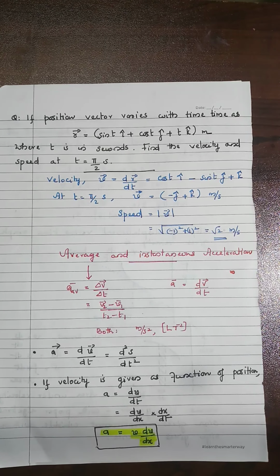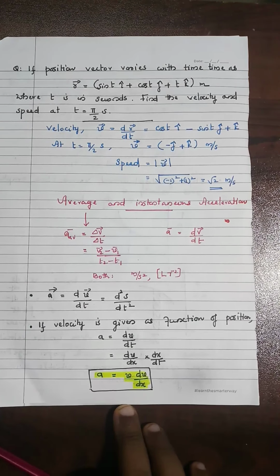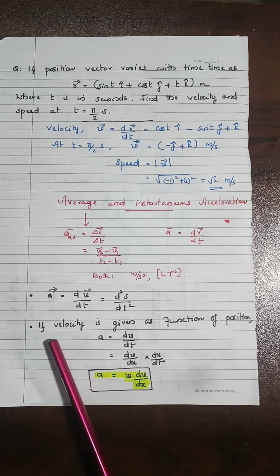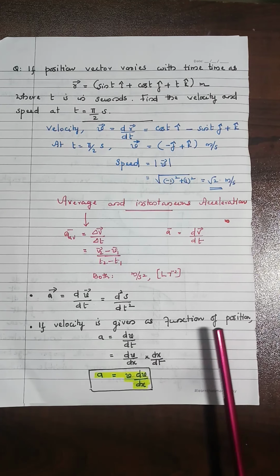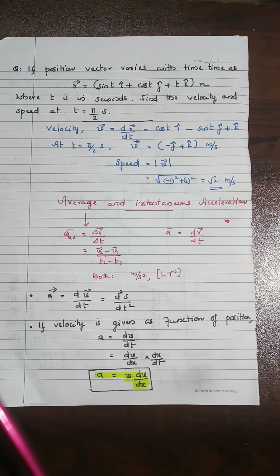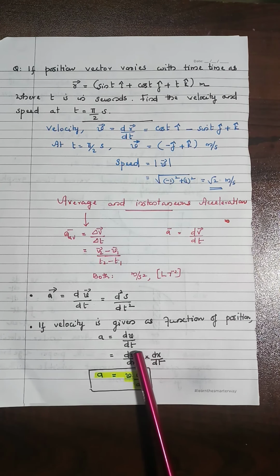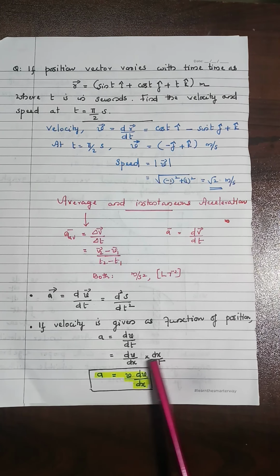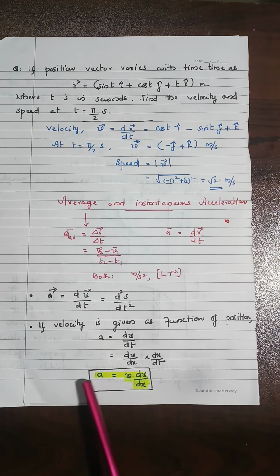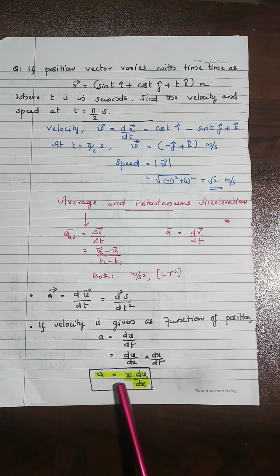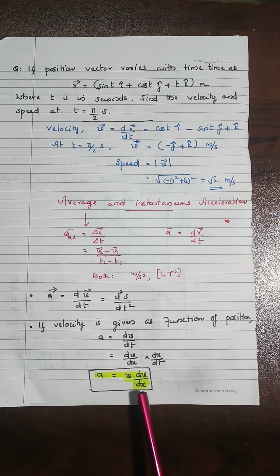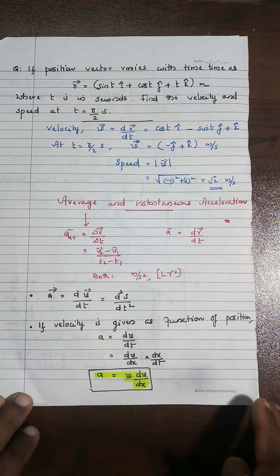The next point is a very, very important point. If velocity is given as a function of position, we can express dv by dt as dv by dx into dx by dt. You already know dx by dt is velocity, and hence we can express the acceleration as velocity into dv by dx, that is, a equals v into dv by dx, a very important concept.